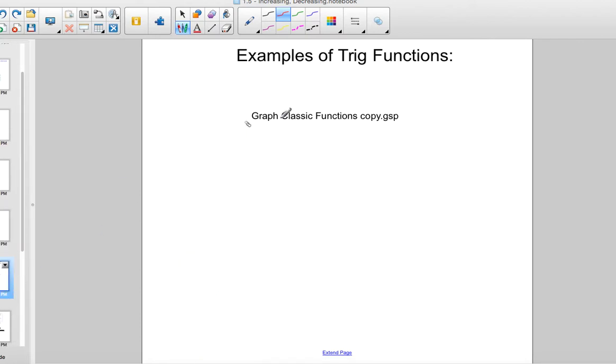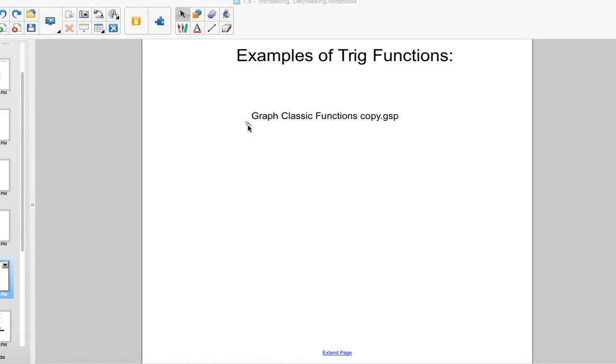And then you have some examples of trig functions, which, just to kind of show you, a quick graphic.